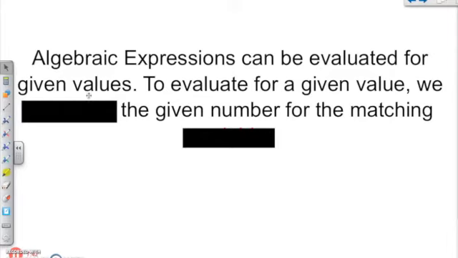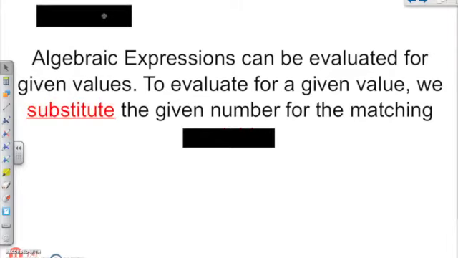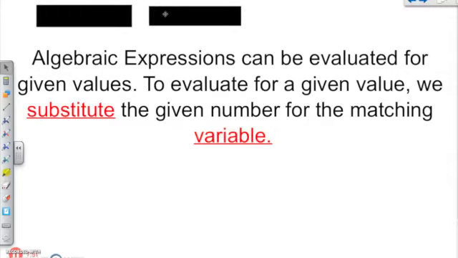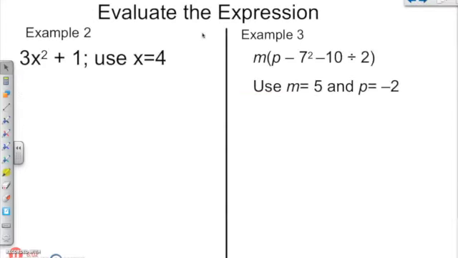So to evaluate for a given value, we substitute the given number for the matching variable. So we're going to take whatever that variable is supposed to be, and we're going to plug in that number instead. We're going to substitute it. So let's take a look at a couple examples.